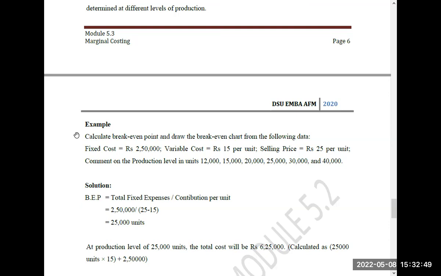Okay, then minus. What do you have to minus from contribution? Fixed cost, minus fixed cost. Fixed cost is always constant, right? Irrespective of the level of output, you write the fixed cost. How much is the fixed cost? 2,50,000 each. In all the cases, 2,50,000. So if you minus 2,50,000 from the contribution, what will you get? Profit, right? Write the profit answer also.